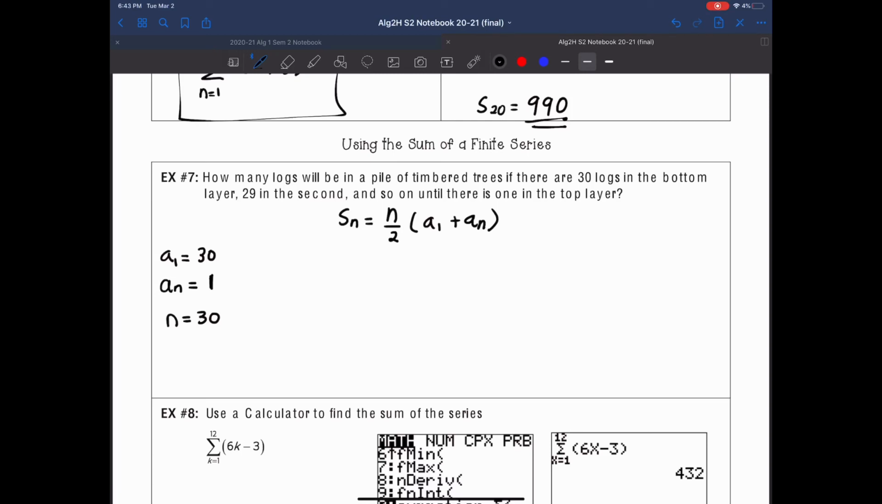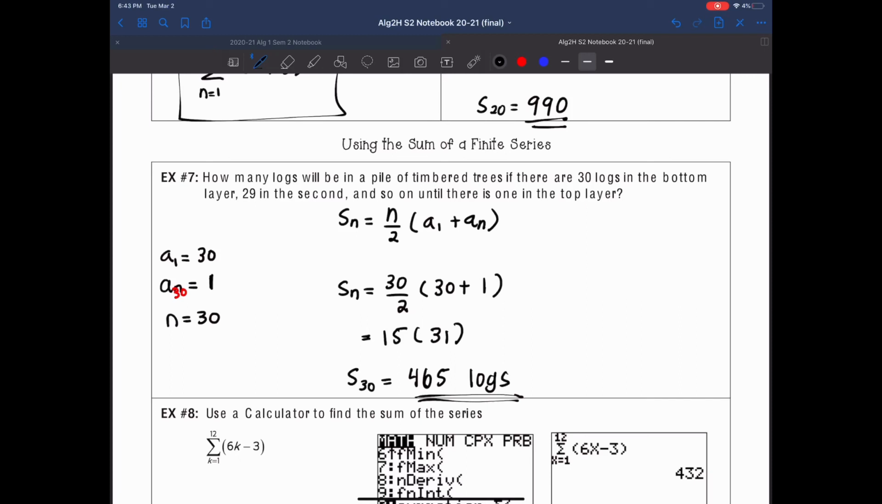So let's go ahead and plug all of those into the formula. We have s sub n is equal to n over 2, which is 30 over 2, times a sub 1, 30, plus a sub n, that should actually be a sub 30, because that'll be the 30th term. But in any case, a sub n, that's going to be the last term, which is 1. So let's do the math here. We have 30 divided by 2, that gives me 15. 30 plus 1 is 31. And we find that 15 times 31 is going to tell us that s sub 30, or the sum of this series, gives us 465. Since we're talking about logs, my unit is logs. And this is my final answer.